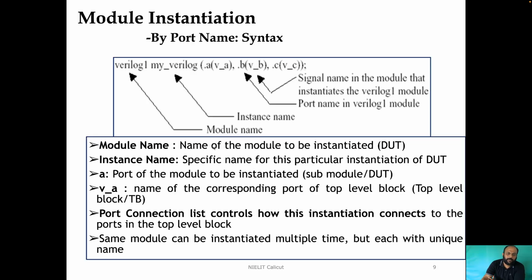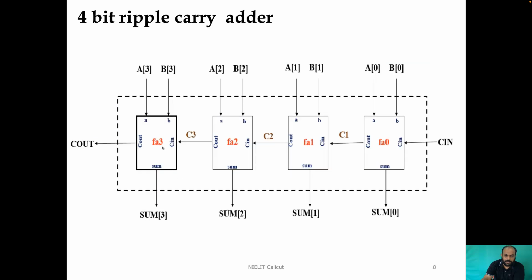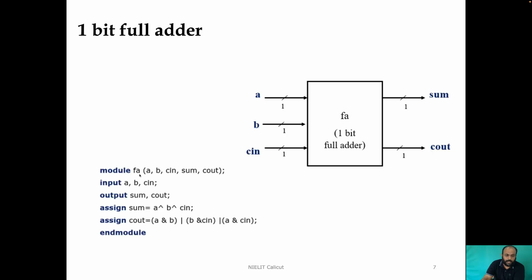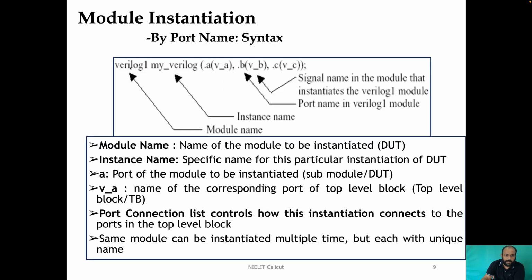Before we move ahead, we also have to see the syntax of how the ports are connected during module instantiation. Please look at this example. Whenever you have to instantiate a particular module, we have to write the name of the module. Here Verilog 1 represents the name of the module which we have to instantiate. In our case, we have to instantiate the 1-bit full adder, right? Whatever name I have given, I have given the name FA, so here I should be writing FA.